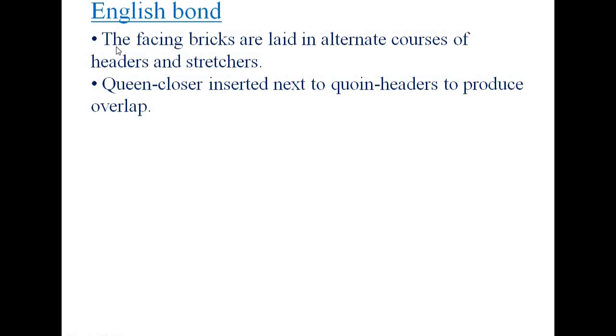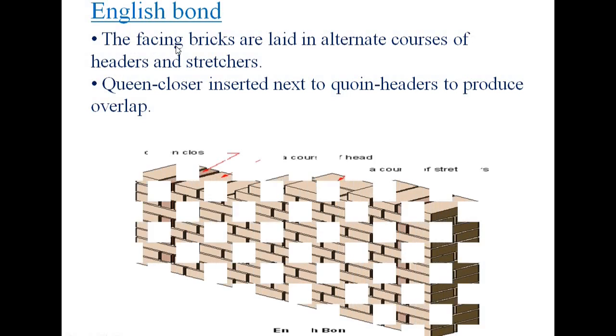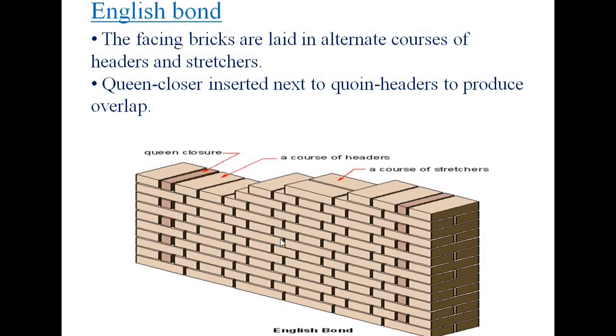So next is English bond. We'll see the image first, then you will come to understand what English bond actually is. English bond is nothing but one course of stretcher bond, another course of header bond. Again, the third course is stretcher bond, the fourth one is again header bond. So alternate courses are there, one course of stretcher and another course of header. In this way the English bond is provided, and the facing bricks are laid in alternate courses of header and stretcher. Queen closure is inserted next to queen headers to produce the overlap.